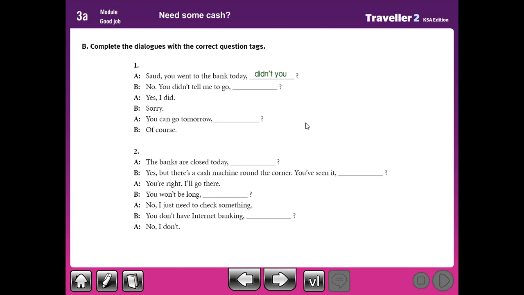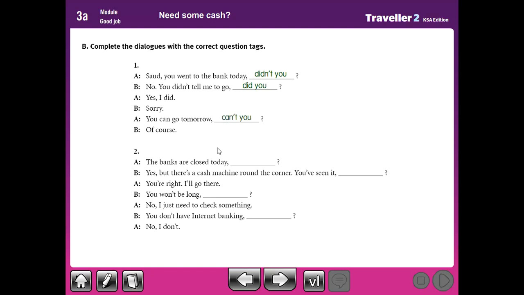B: No, you didn't tell me to go. Yes, we use didn't, so it's a negative statement. So in the question tag I will use the affirmative one. So I will say, did you? Yes, I did. Sorry. You can go tomorrow. This is affirmative, so I will use the negative form in the question tag. So I can say, can't you?